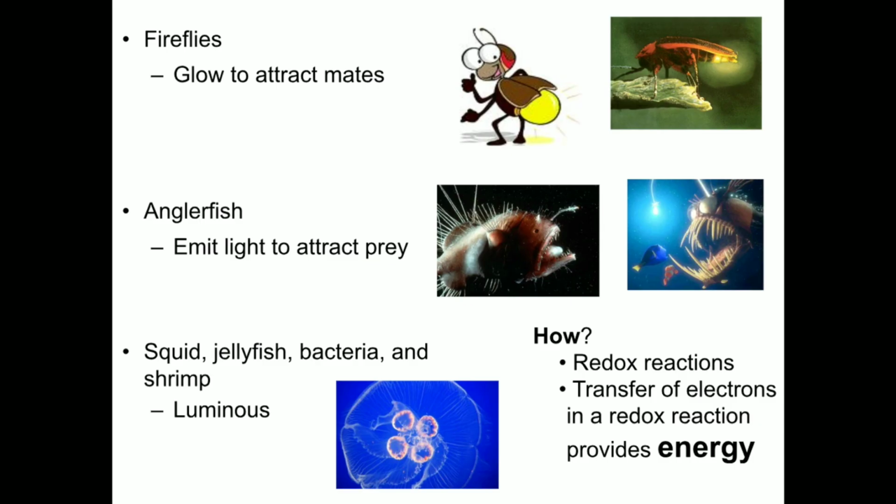Let's go. There are lots of different types of redox reactions that happen in nature. In addition to simple cellular respiration, which keeps us alive, we can see redox reactions when fireflies glow to attract a mate, when anglerfish emit light to attract prey, and during the bioluminescence of various squid, jellyfish, bacteria, and shrimp.